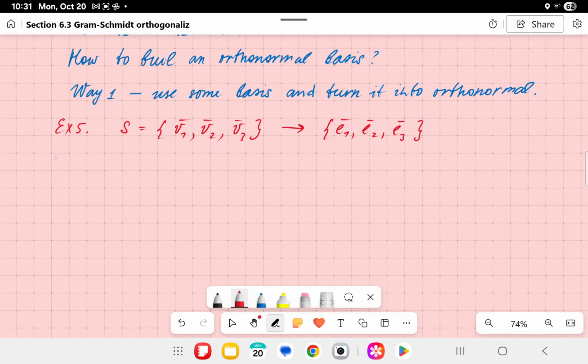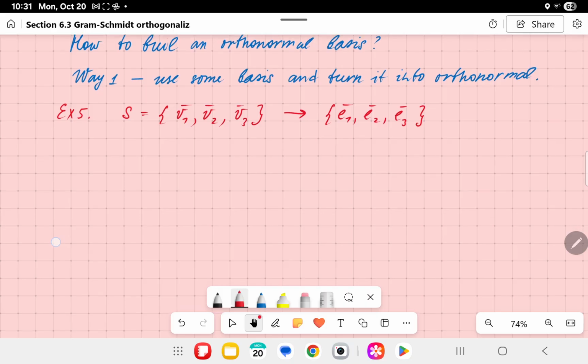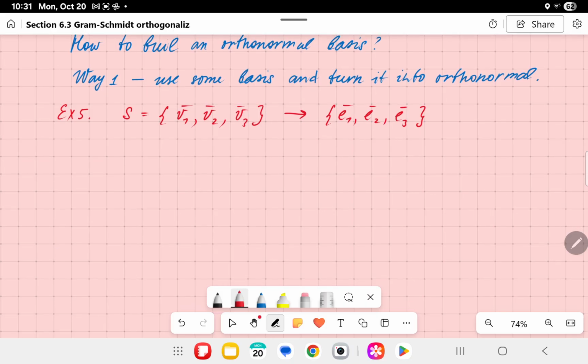What I'm going to do first, well, this is going to be a process, and it's going to have some steps. I'm going to start with vector v1, and I'm going to turn it into a unit vector. So turn v1 into e1. Well, how do I do this? Remember, to turn some vector into a unit vector, we just need to divide it by the norm of that vector. So that's my first vector. Okay, done with vector 1, right?